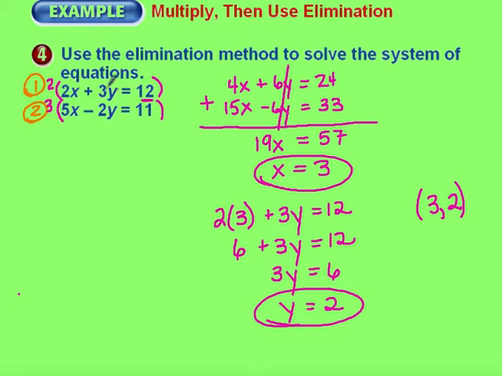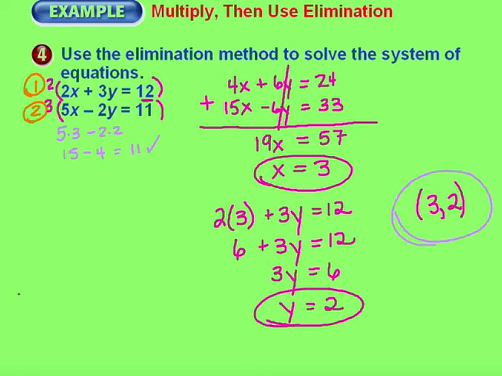Now since I know that it probably works up here, I just used that one to solve. I could just check with that second one. So I could do 5 times 3 is 15 minus 2 times 2 is 4, and 15 minus 4 is 11. That's what's nice about these problems. You should be able to check every one and know that you got the right solution.